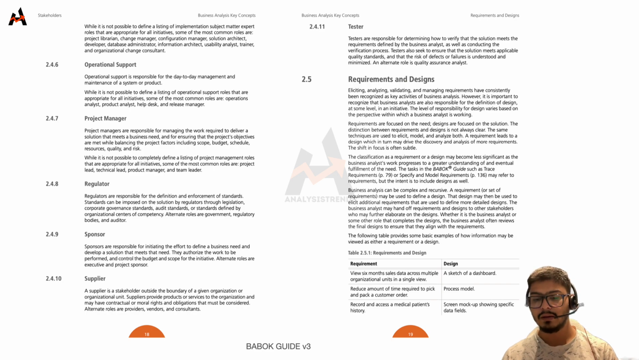There is a requirement from a company for 6 months of sales data across multiple organization units in a single view. So they need a single view where they can view the 6 months of sales data across multiple organizations. Now the design would be a sketch of a dashboard. How do you design it? You will draw a mock-up showing a date filter, the sales data, and an organization filter, and a view like a pie chart, or a line chart with month-on-month trends for 6 months, and you will have KPIs and other metrics shown. So that is just a design.